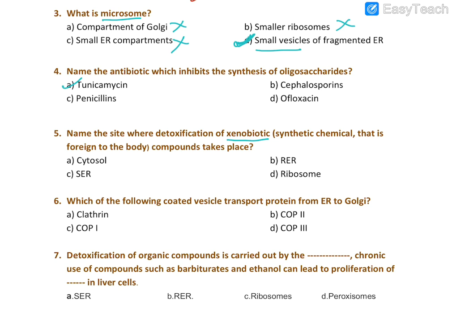All of them are toxic to our body. They should be neutralized. That neutralization of toxic substances, we call it detoxification. The detoxification actually takes place in the smooth endoplasmic reticulum. So the answer is C.